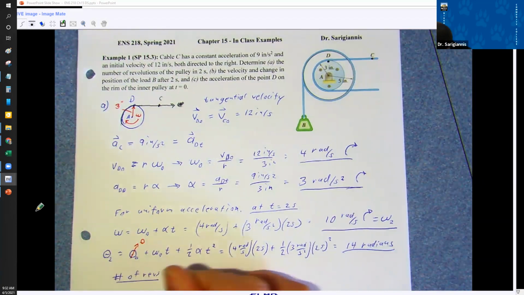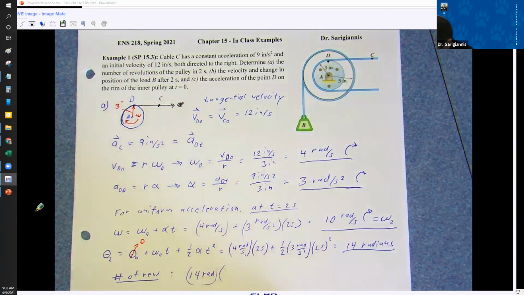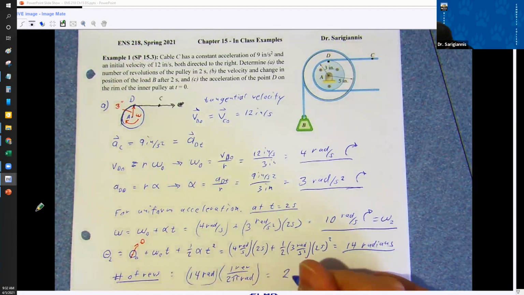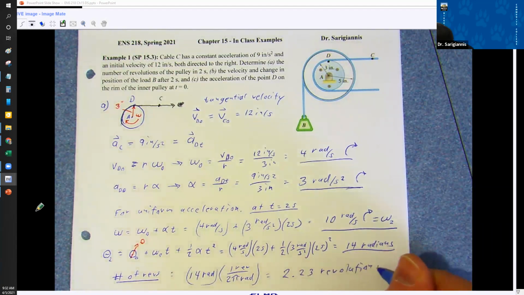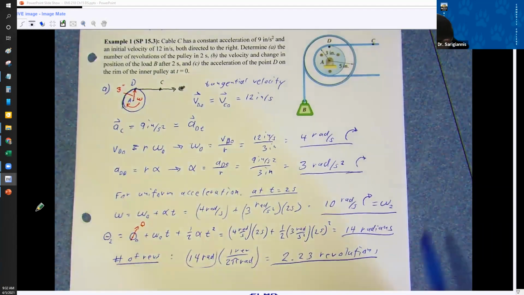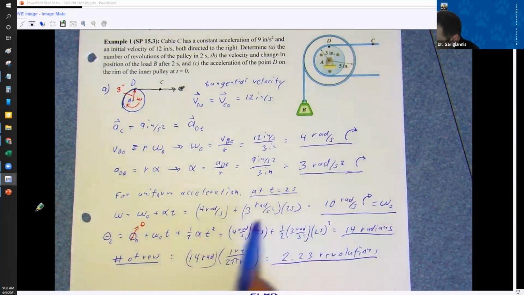So to get the number of revolutions, we just take the 14 radians and multiply, since 1 rev is 2 pi radians. You could do half, as it doesn't matter, it's the same formula. Here you're going to get 2.23 revolutions. I keep forgetting I meant to put this after the theta, because you really didn't need omega 2 for this calculation.